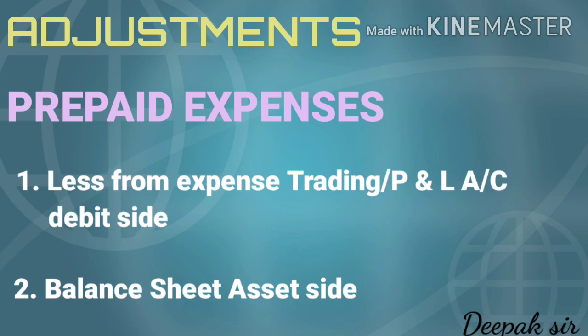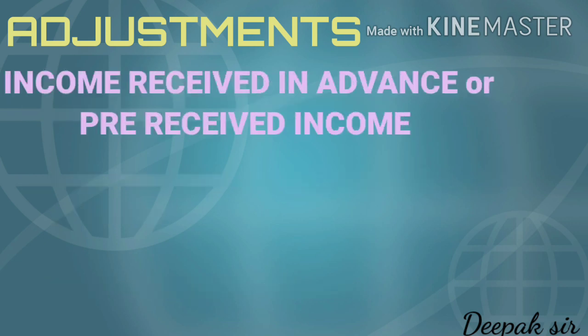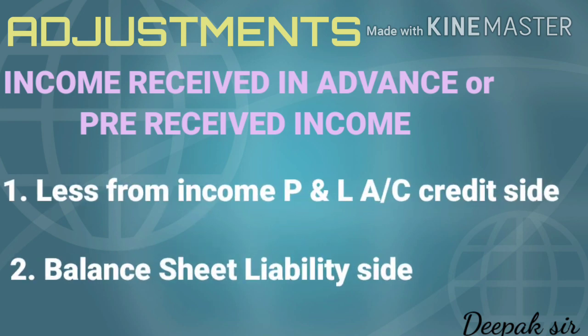The next adjustment we have to see is income received in advance. Income received in advance means pre-received income. Now since it is pre-received income, income doesn't belong to the current year. We have to deduct from the concerned income. Now this income will be given in profit and loss account credit side. So first effect, less from the concerned income in profit and loss account credit side, and this is pre-received. So the second effect will come in balance sheet liability side.